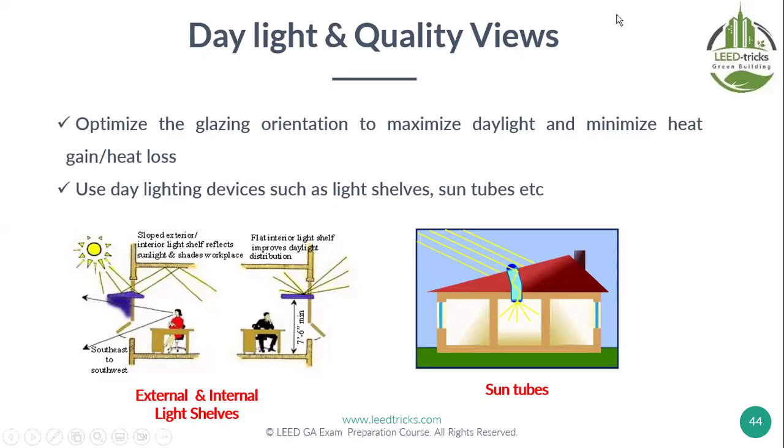So for daylight and quality views, what are the requirements? Simple requirements in LEED GA only. Optimize the glazing orientation to maximize daylight, but we don't want what? We don't want heat. So we start to use daylight devices such as light shelves like what we see here to reflect the sun, so it will not come direct to the engineer who is sitting here like what we see in this picture. It will also not prevent the vision to the outdoor. Got it?